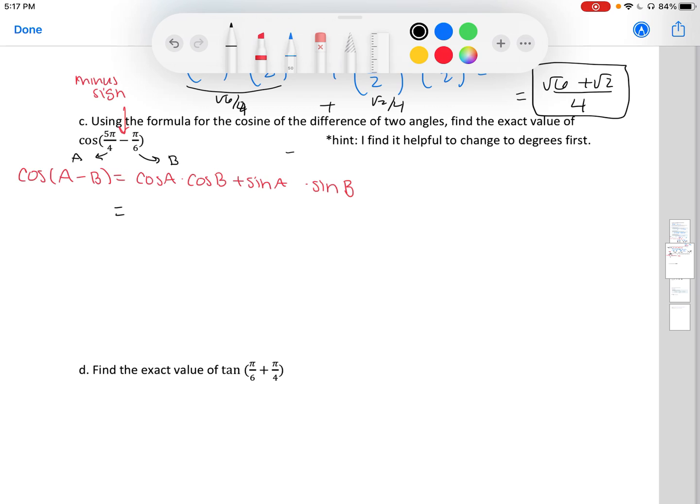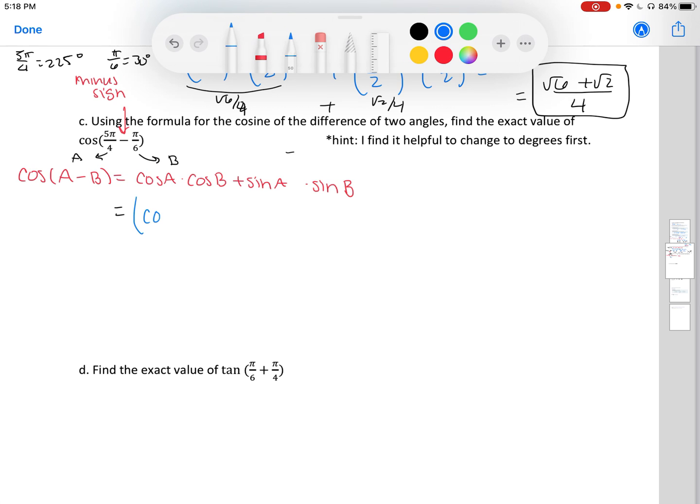Now, if you don't like those radian values, you can look at your unit circle and see what they are, or you can use the formula to convert them. So 5 pi over 4 is 225 degrees, and pi over 6 is just 30. We're trying to find the difference between 225 and 30, so we're trying to find the measure of 195, which is not a value on the unit circle. Okay, let's go ahead and finish it off.